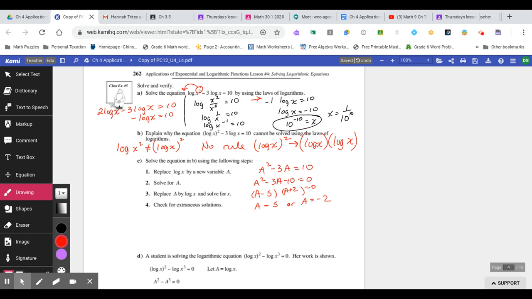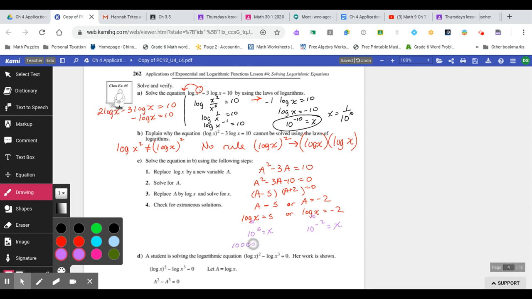Now we're going to go back and put log x back in. So log of x equals 5 or log of x equals negative 2. All right. So in which case I can switch from logarithm to exponential. These are base 10s. You could put a little 10 here if you wanted to. Don't forget that. So I have 10 to the 5 equals x or 10 to the negative 2 equals x. And you could check those and they would work. You're all good. There's your answers. So 10 to the 5 is the same as that number. And this is 1 over 100 if you want.